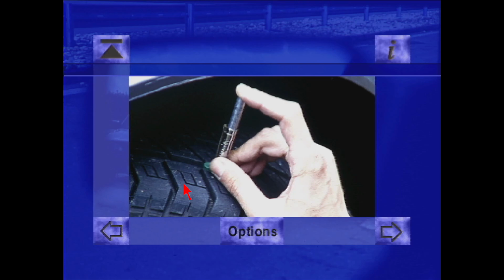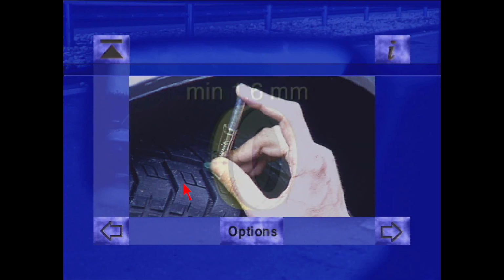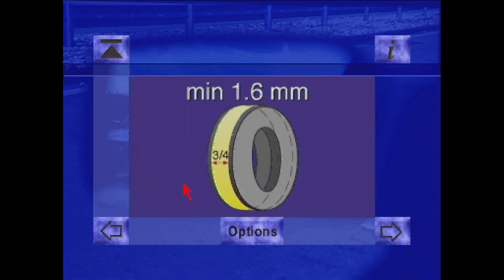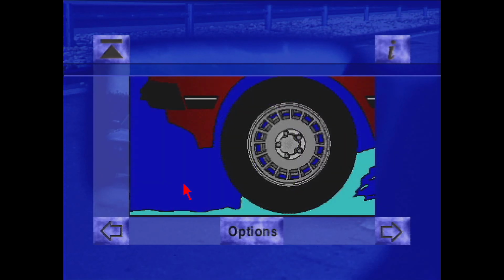Check the depth of tread at several points around the tyre and across its width. Legally, the minimum tread depth is 1.6 millimetres across the central 3/4 of the width around the entire circumference. But it provides little resistance to aquaplaning. For safety's sake, replace tyres well before the tread is worn down to the legal minimum.